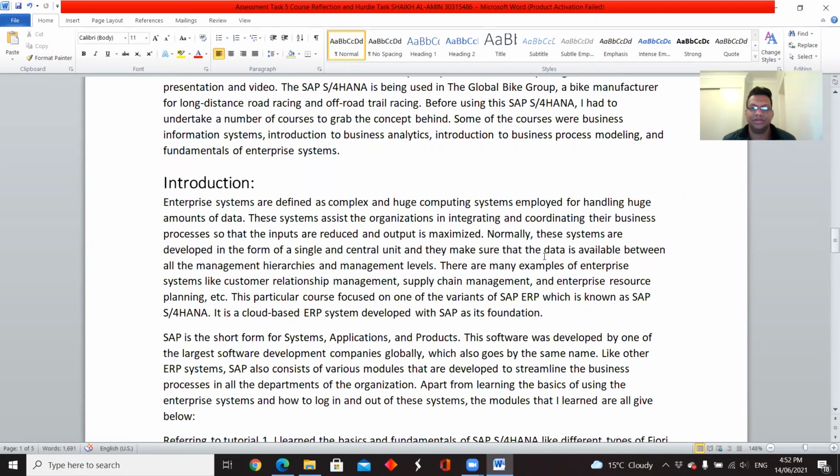Enterprise systems are defined as complex and huge computing systems employed for handling huge amounts of data. This system assists the organization in integrating and coordinating their business processes so that the input is reduced and the output is maximized. Normally, these systems are developed in the form of a single, central unit, and they ensure that the data is available between all of the management hierarchy and management levels.